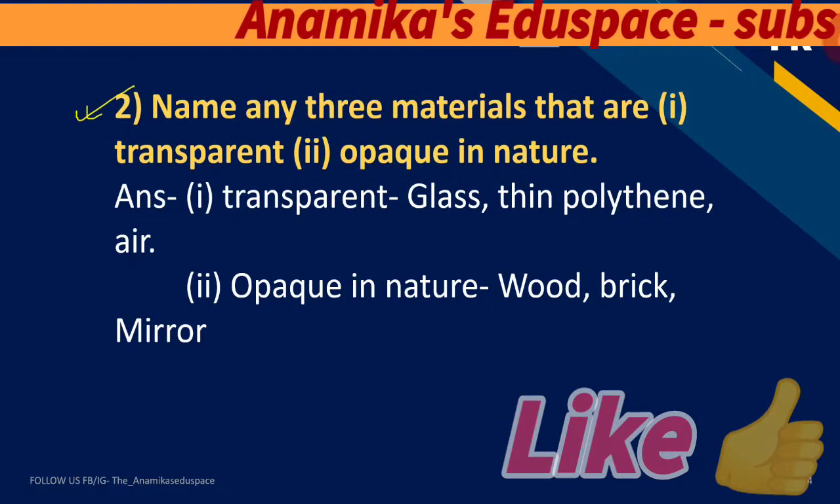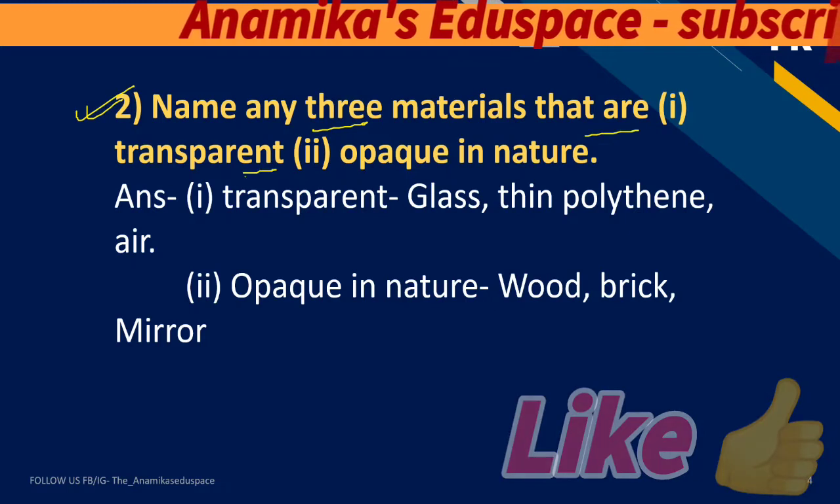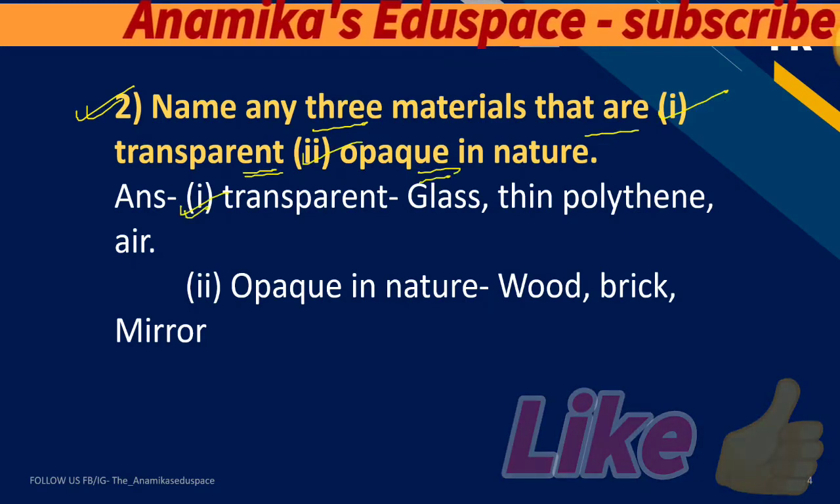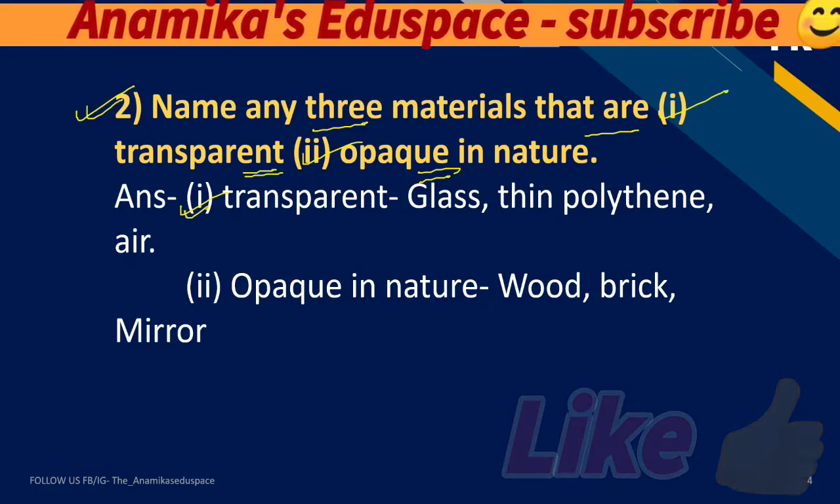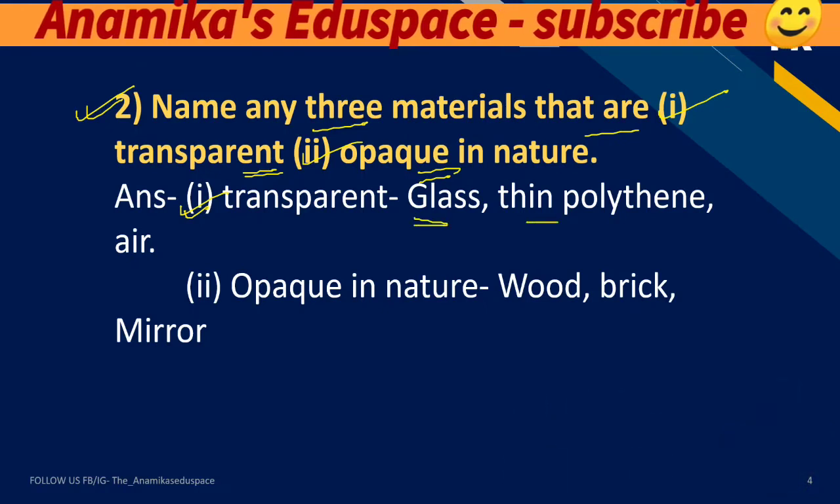Now coming to the second question. The second question is name any three materials that are transparent, and second, opaque in nature. I already taught you what a transparent material is, a material through which light can pass. The examples of transparent materials will be glass, thin polythene and also air.